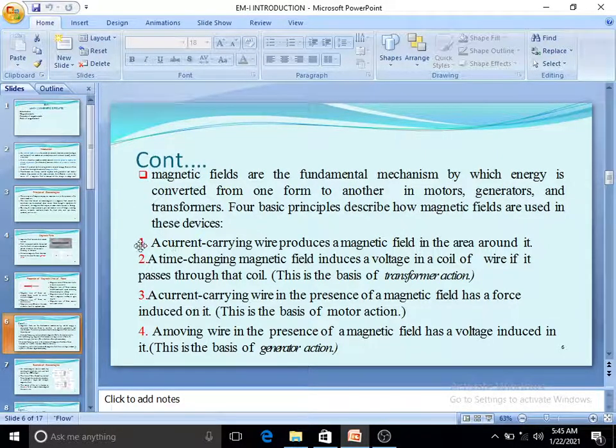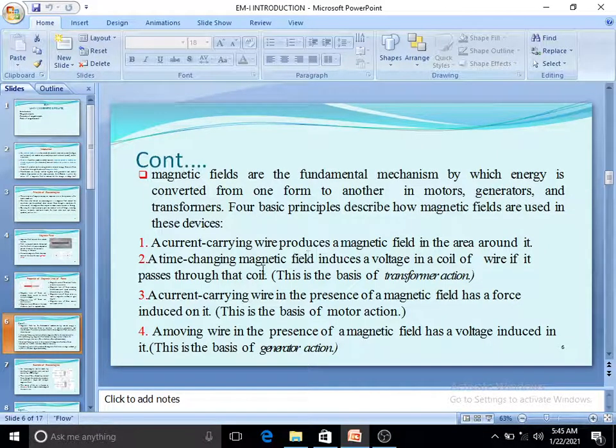So what is the first principle? A current carrying wire is nothing but a conductor. Okay, a current carrying wire produces a magnetic field in the area around it. Already I said, right? Consider any conductor, pump a small amount of current through the conductor, then that is going to act as an electromagnet. Magnet means something which generates a magnetic field up to a certain area, depending upon the strength. The strength will depend upon how much current you are pumping.